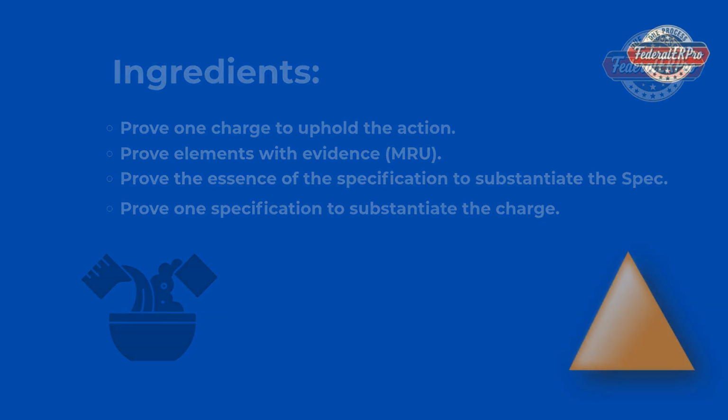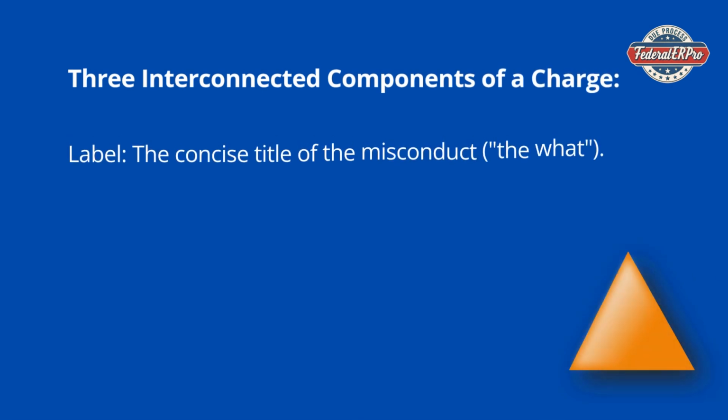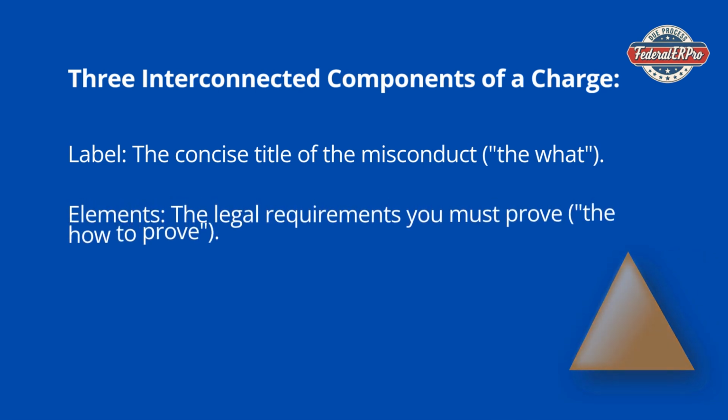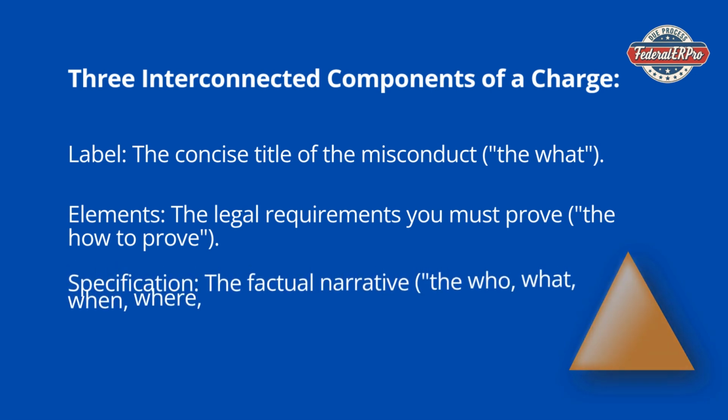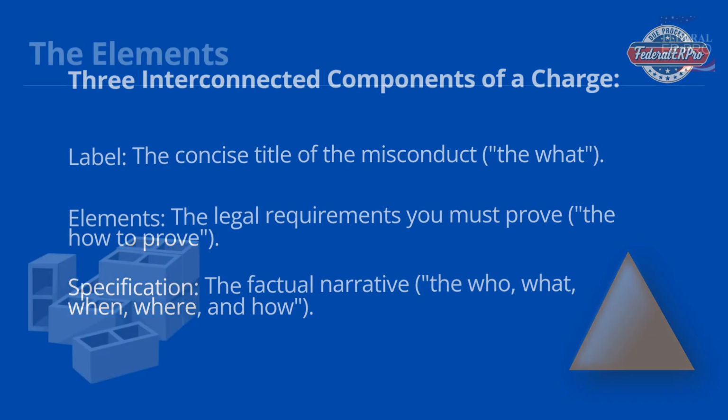Every charge has three interconnected components. There's the label, which is the concise title of the misconduct, essentially the indictment. Then you have the elements, which are the specific legal requirements you must prove. The how to prove. Even generic label charges have elements. Although, let's be honest, basically it's that the thing happened and it was not a good thing to happen. Finally, the specification provides the factual narrative, detailing the who, what, when, where, and how.